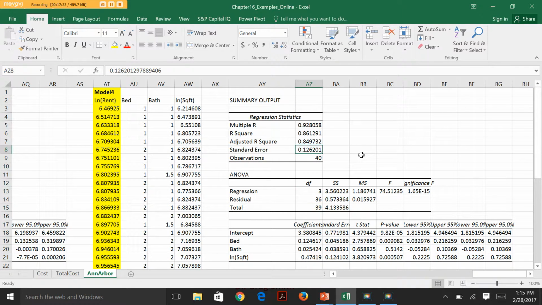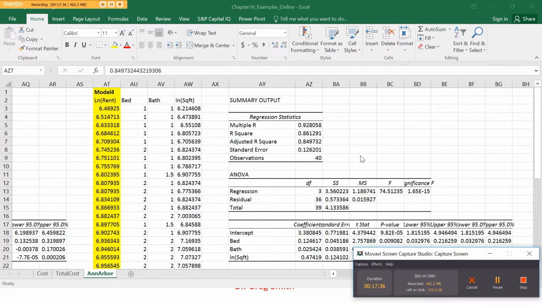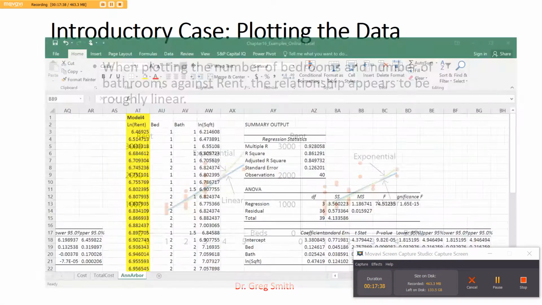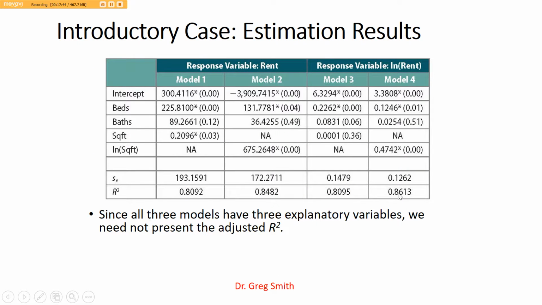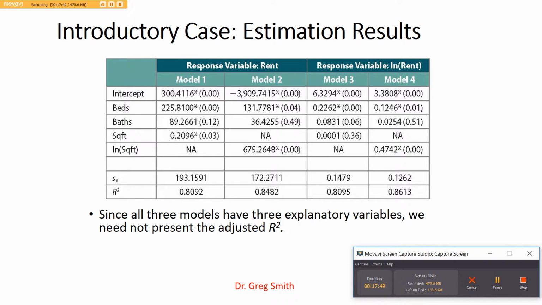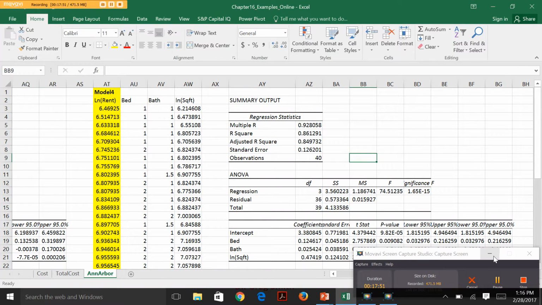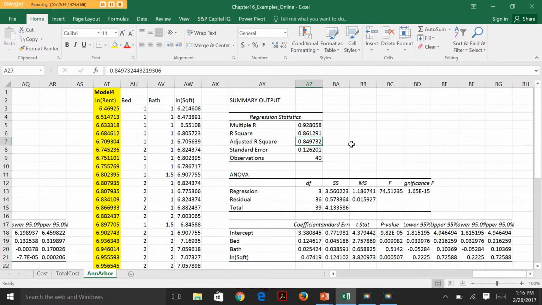So in doing so, I end up with a model that has about 85 to 86% of it, the log-log model, being explained. So in this case, the adjusted R-squared is about 85. It's significant, and its p-values are significant, except for bath. And what this leads me to believe is bath is not a significant contributor to the regression, and I might want to take that out. We'll learn about that later.